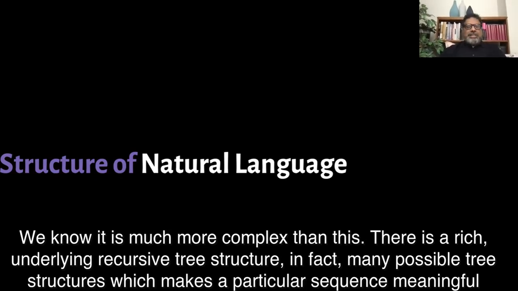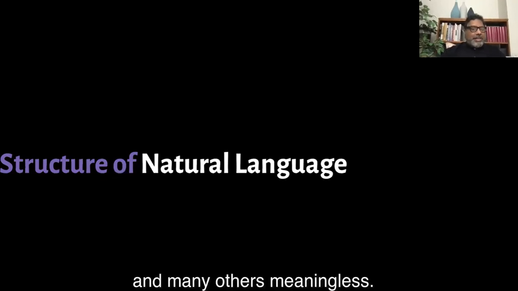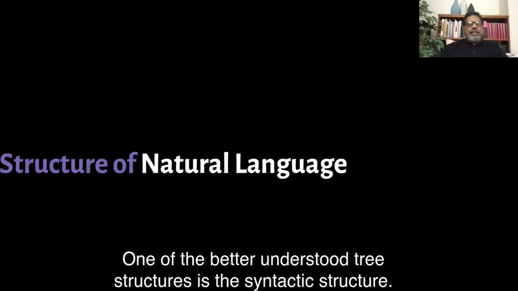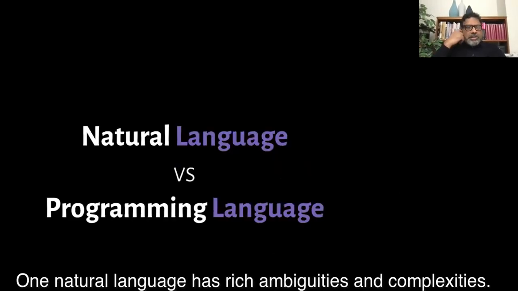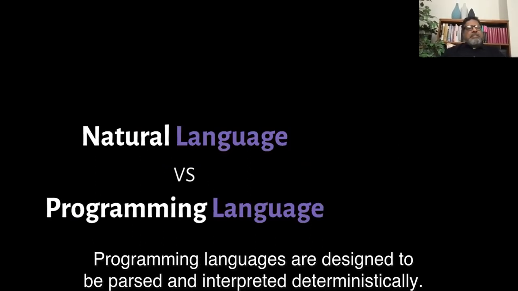There is a rich underlying recursive tree structure. In fact, many possible tree structures, which makes a particular sequence meaningful and many others meaningless. One of the better understood tree structures is the syntactic structure. While natural language has rich ambiguities and complexities, programming languages are designed to be parsed and interpreted deterministically.